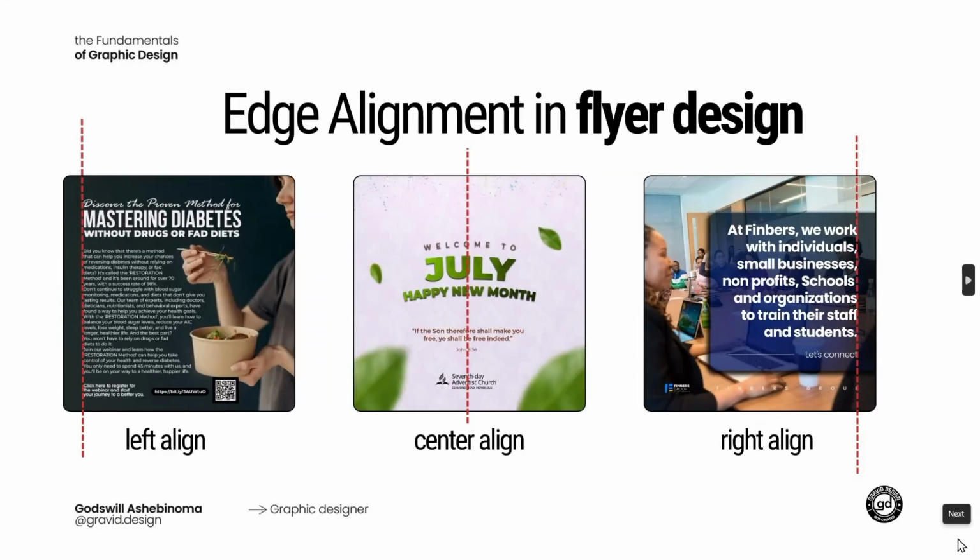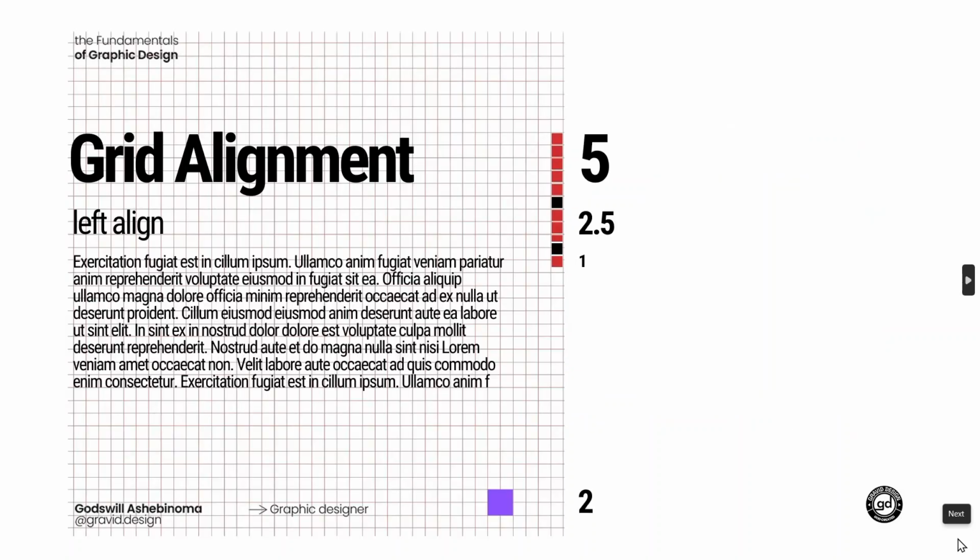Okay, then in edge alignment, in a flyer, you flush things to the left or to the center or to the right. These are techniques that you can use. You can do the center alignment, any one you choose. Then when it comes to the grid alignment, you place a grid on your design.